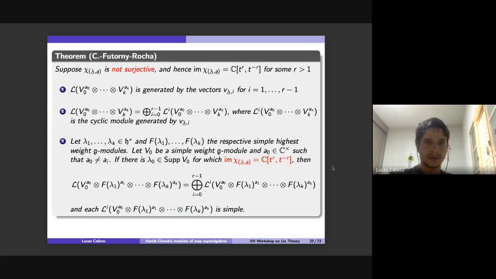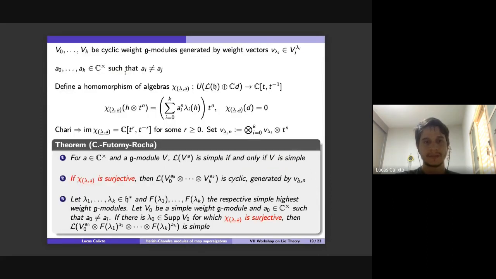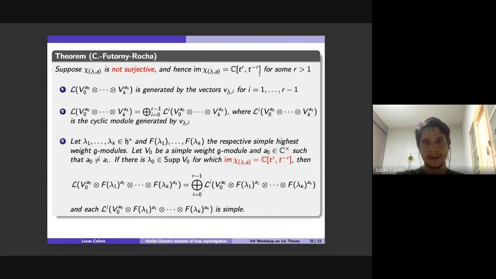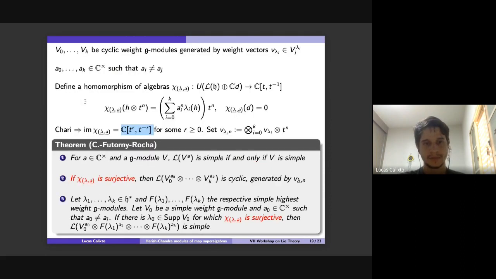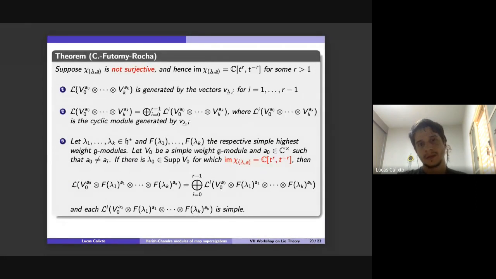The last result I want to talk about is what happens when this is not surjective. As I stated before, Chari proved that when it's not surjective, it's not so bad. The image is going to be a Laurent subring, and we have generalizations of these previous results. The first one says that one vector is not enough anymore, but it's not so bad. Just take these r-1 vectors, and this is going to be a module generated by these guys. It's not going to be simple, but again, it's not so bad. It's going to be a direct sum of cyclic modules.